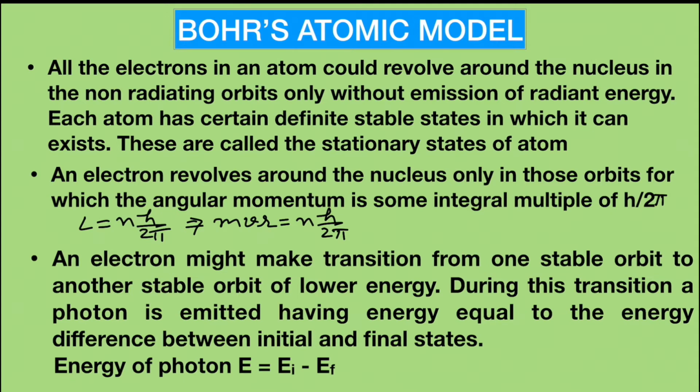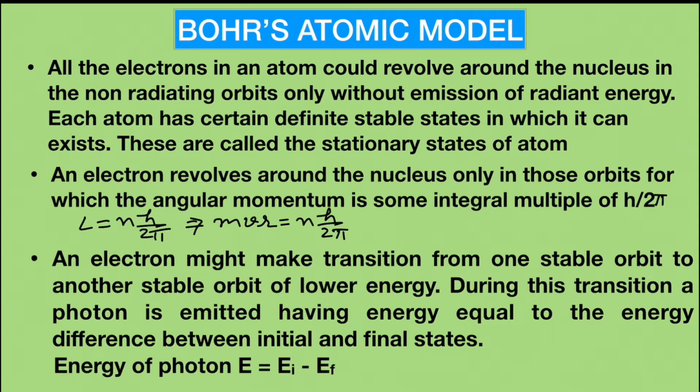So from higher level to lower level, the electron can make transition, and as a result of this transition, photons are released. And energy of photon is equal to the difference of the energy of these two energy levels. So these are three very important outcomes of Bohr's atomic model, and these three postulates answer those unexplained parts of revolutionary motion of electron and the spectrum of hydrogen atom.